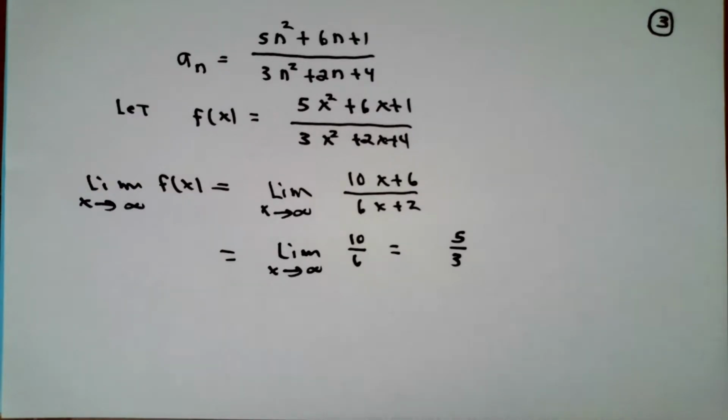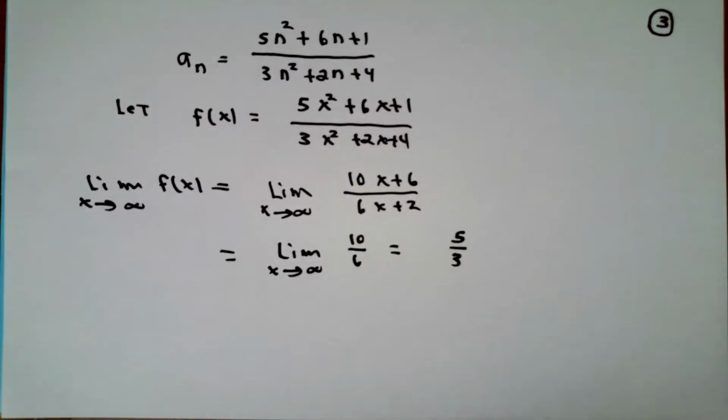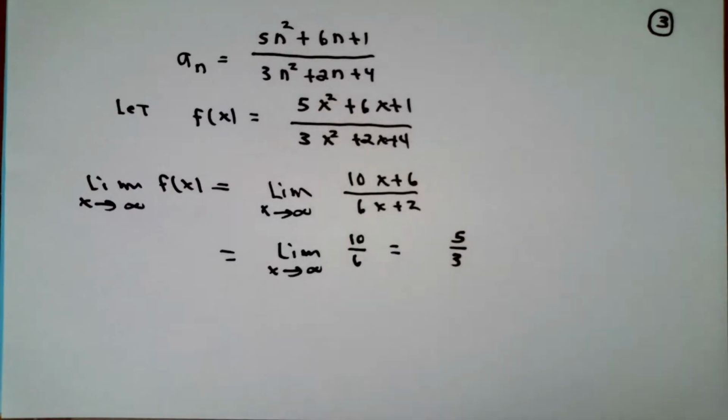This turns out to be typical. If I have a sequence whose terms are written as a fraction of two polynomials, if the degree of the polynomial above and the degree below are the same, which they are in this case, quadratic, then the limit turns out to be the ratio of the lead coefficients, in this case, 5 divided by 3.